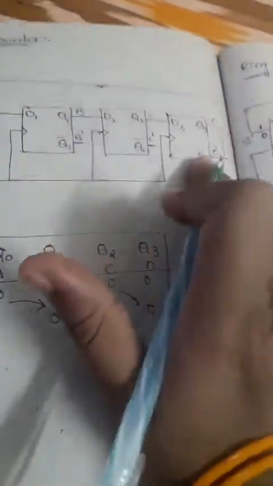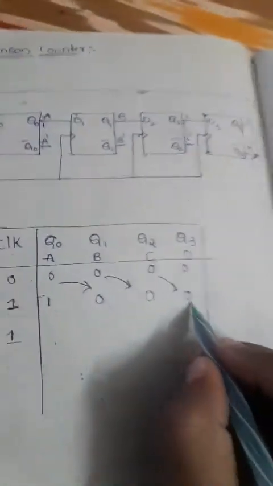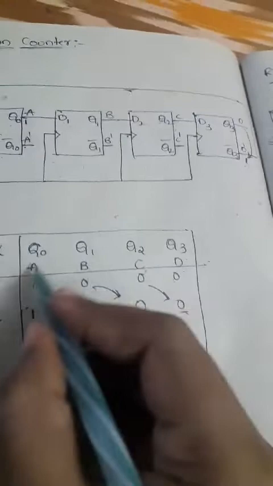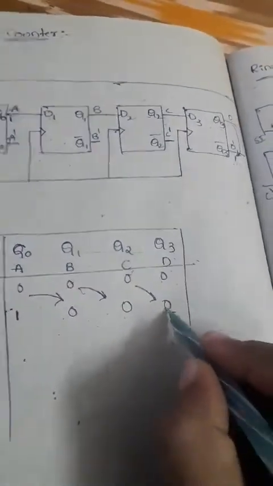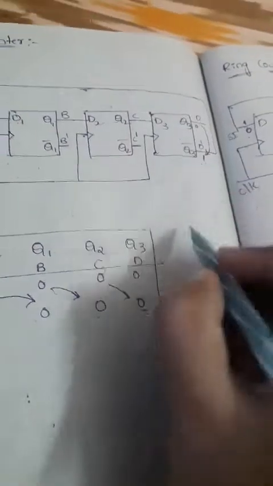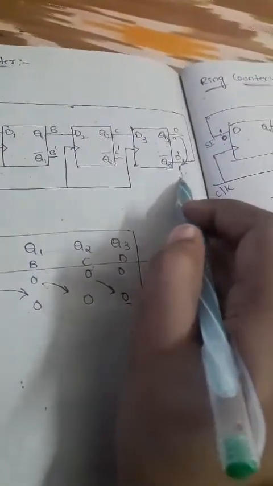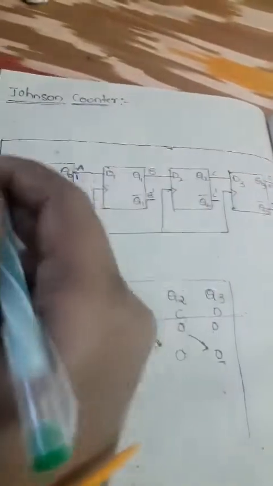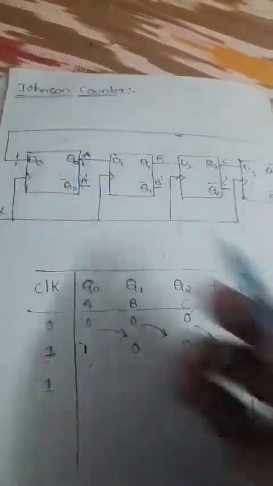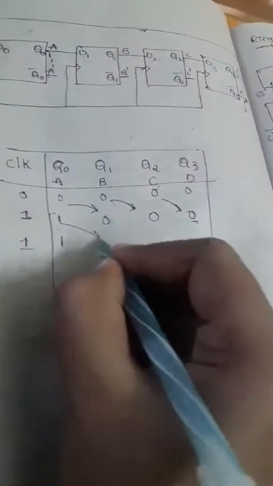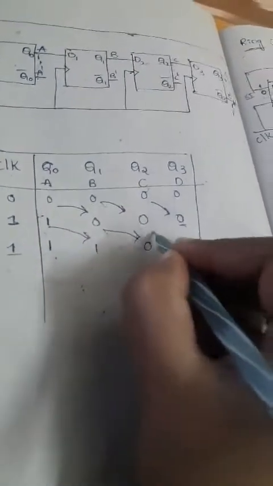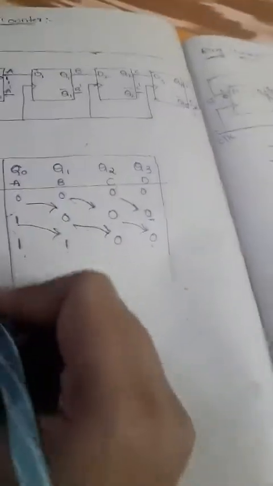So what happened again? The Q3 complement result is given. Q3 value, taking only normal values, we get 0, so Q3 complement is 1. This 1 we have to apply here again, so it will be stored in the Q0 place. 1 will be placed here again because we are taking the complement. Again the previous outputs will be shifted.